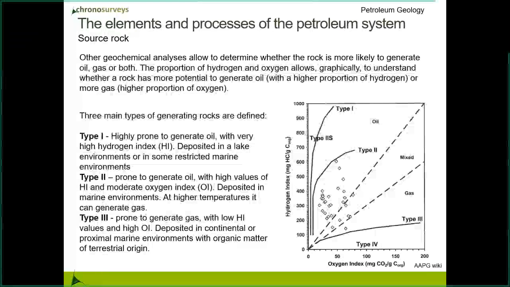Then type 2 are also oil prone, but they also have the capability of generating some gas, and are usually deposited in marine settings with high organic productivity. And finally, type 3 source rocks, which are very high in oxygen index, and they will essentially generate gas. So they have very low potential for generating oil. So that's also a very important aspect to analyze in a petroleum system: the characteristics of your source rock.